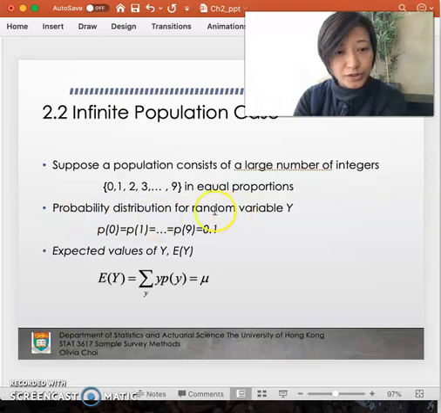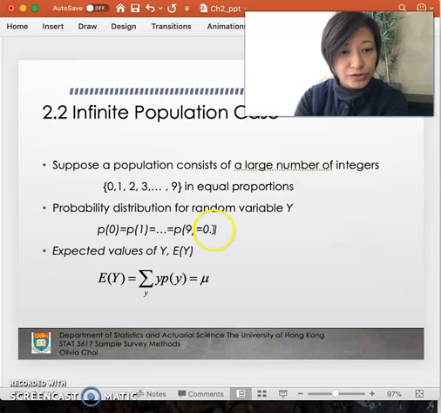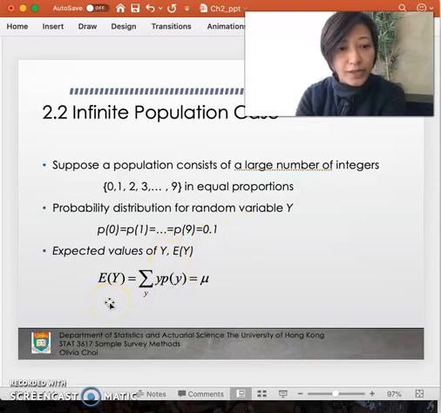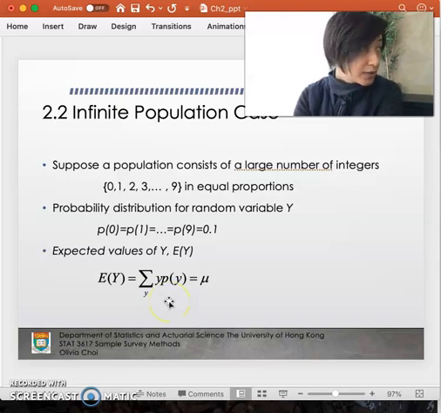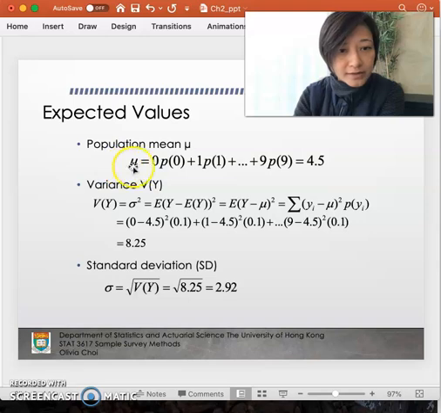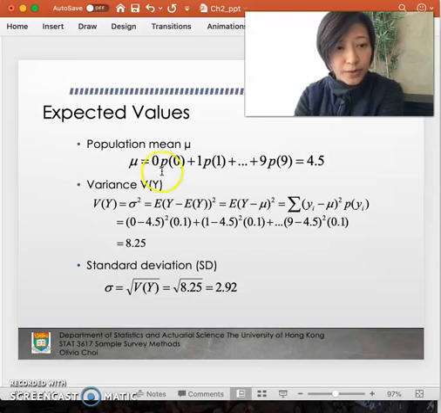The probability distribution of the random value y equals 0.1 in this case, if I let y be the chosen number. So each of the integers would have an equal probability to be chosen. They all equal 0.1. Then in that case, the expected value of a chosen variable y equals the summation of each chosen value multiplied by its probability of being chosen. So that equals mu. For example, look at this infinite population case. The expected value, the mean, would equal the probability multiplied by each of the values being chosen. So in this population, the mean value is 4.5.